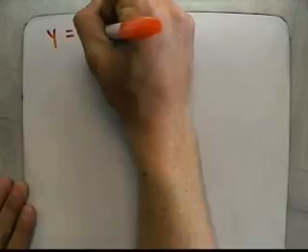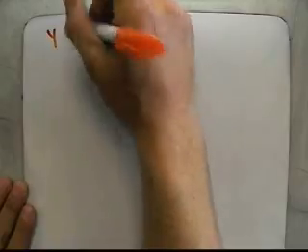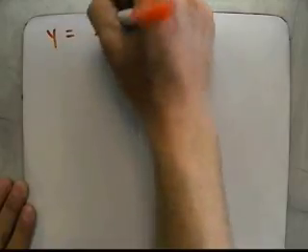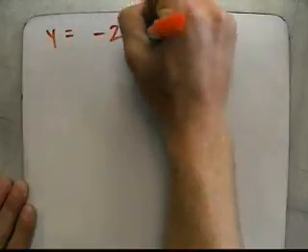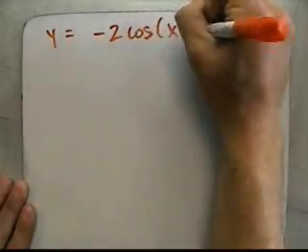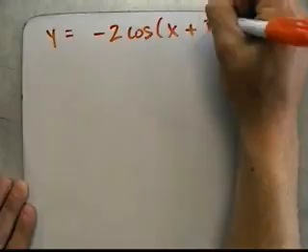I wanted to do cosine. Yeah, that's what I wanted to do. I wanted to do a negative 2 cosine of x plus pi over 2.